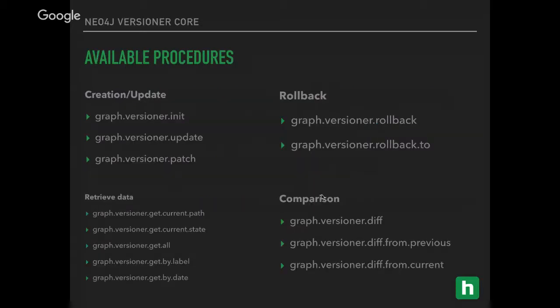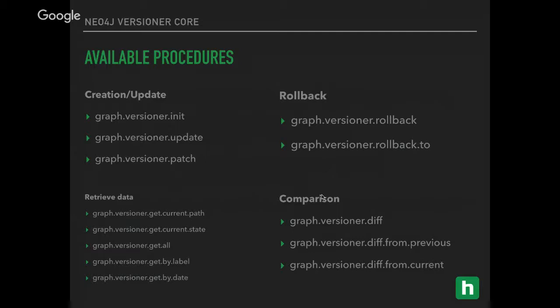So we grouped our procedures into 4 groups, which are of course topic related. We have 3 procedures for creating or updating your model, our graph. Of course, the init procedure can help you to create the first entity node with its first state. The update will add another state to the model. The patch one will update the current state with the properties that we're passing to it.